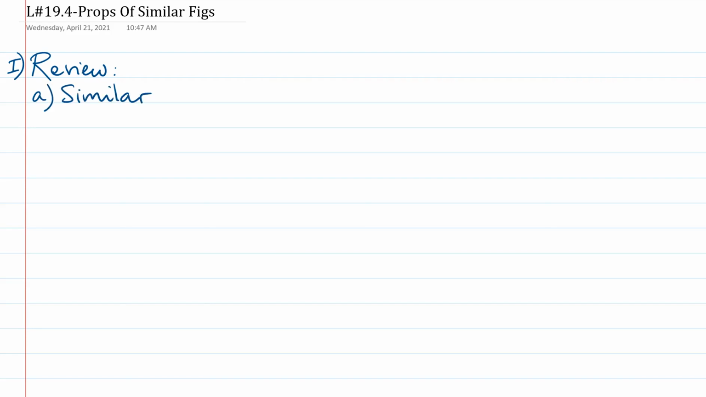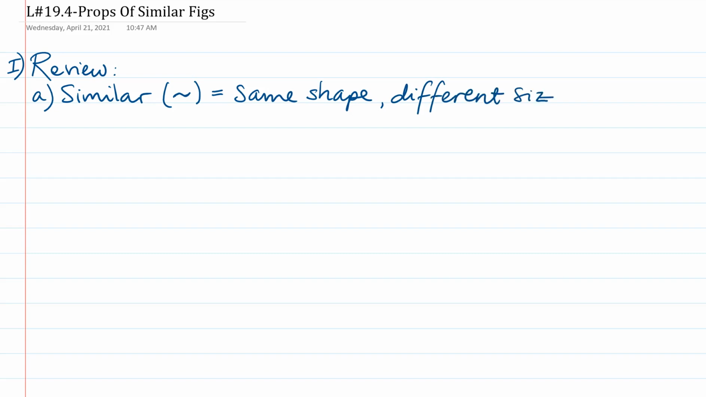Similar. Remember that this squiggly is the symbol for similar. So anything that is similar has the same shape but a different size. With similarity, a lot of times the transformation is a dilation, which means a reduction or enlargement.